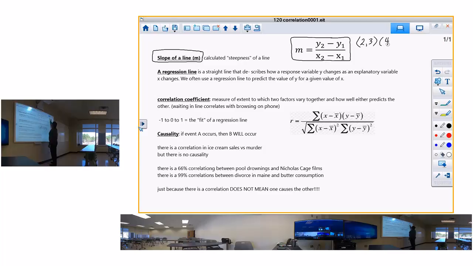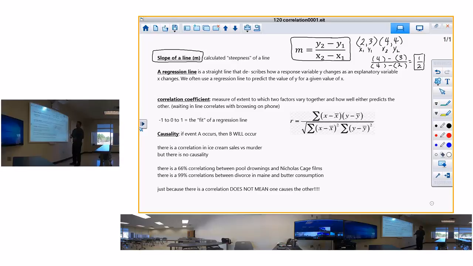And there's (2, 3) and (4, 4). We read from left to right, so this is x sub 1, this is y sub 1, this is x sub 2, this is y sub 2. And we calculate the slope. We plug and chug into this formula, y sub 2 minus y sub 1 over x sub 2 minus x sub 1, x sub 2 being 4, and x sub 1 being 2, and we get a slope of positive 1 over 2. So the slope is equal to 1/2. And that means a positive slope. Since this is positive, it means it is a slope going left to right, up.